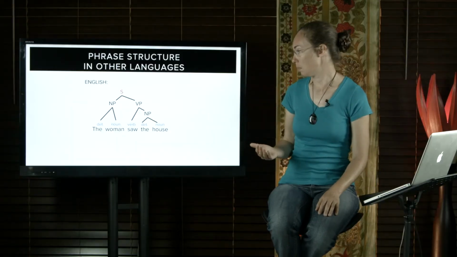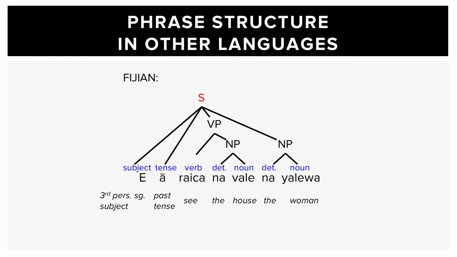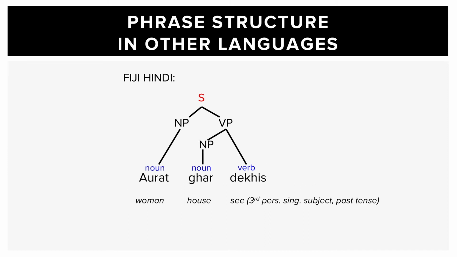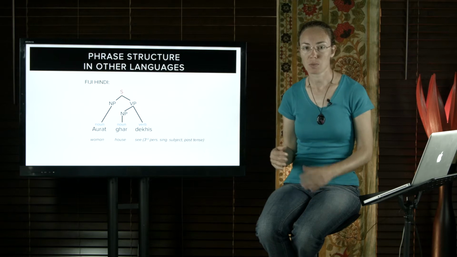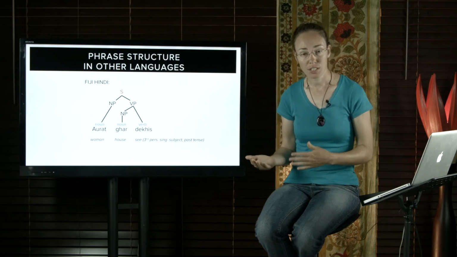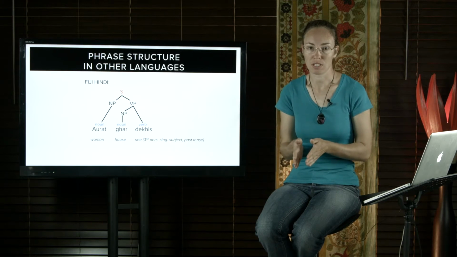So here's an example from English, as we started looking at in our last tutorial. But just compare how the tree is a different style in Fijian. And then also here's a sample from Fijian Hindi. Most of the similarities between these trees relate to the way syntax works universally. The differences are to do with facts about the phrase structure of individual languages.